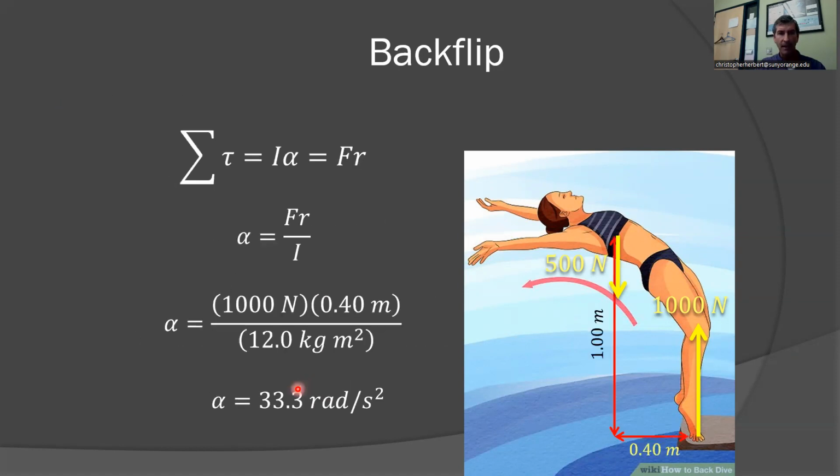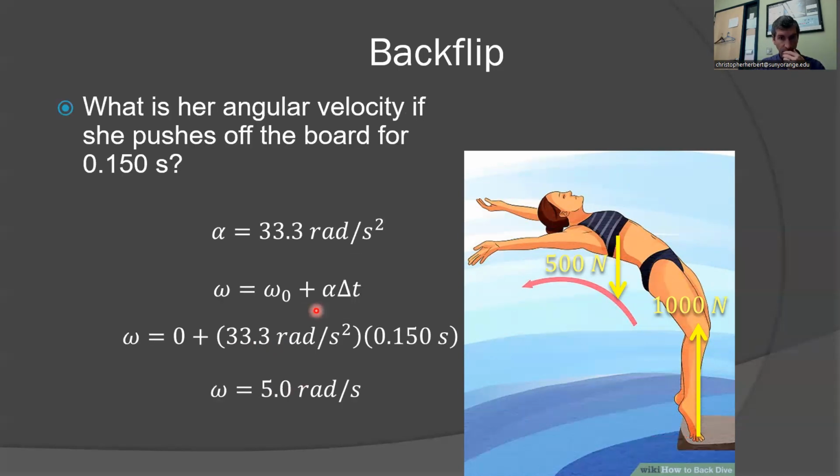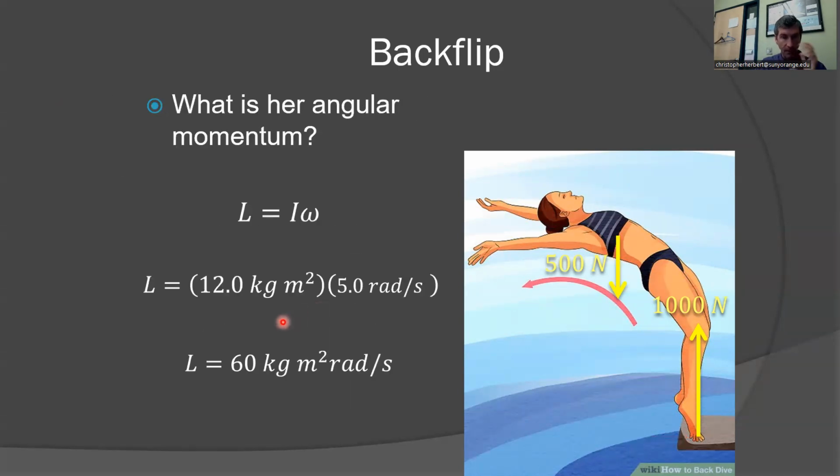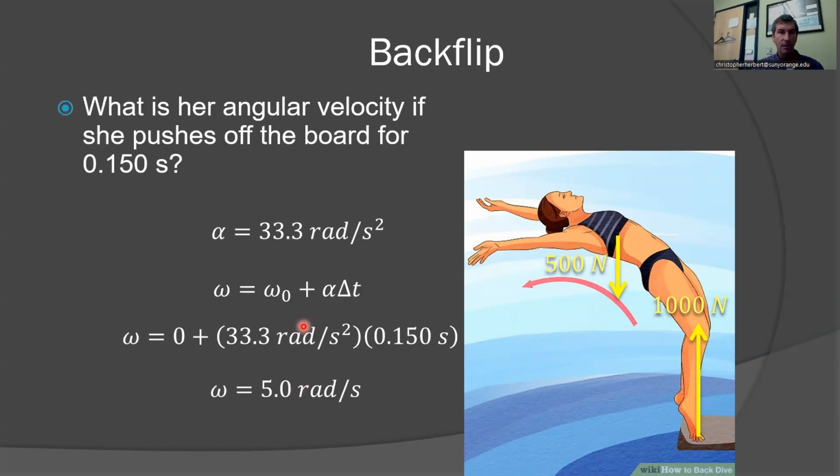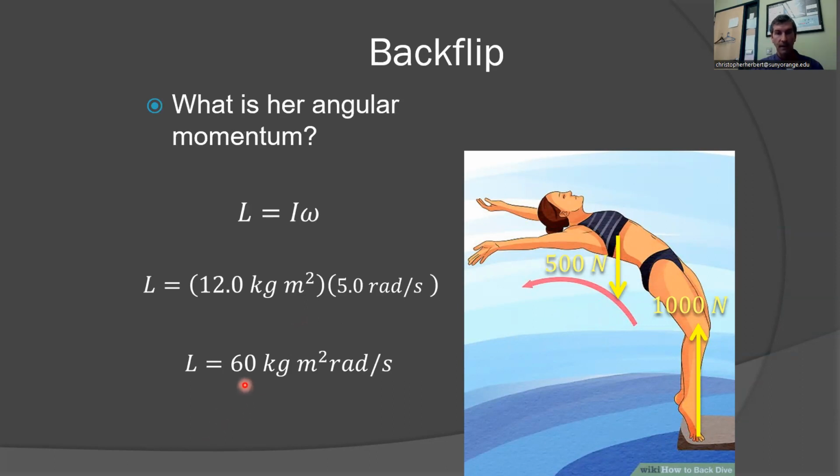And again, going back to this torque right here, 1,000 newtons times 0.4 meters. If we go to that once again, 400 Newton meters times 0.15 seconds, we'll also get an angular momentum change of 60 kilograms meters squared radians per second.